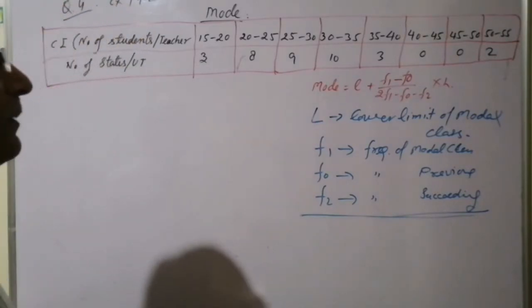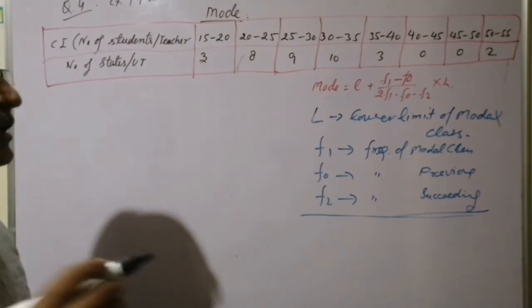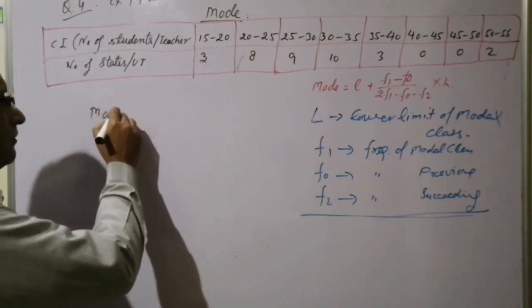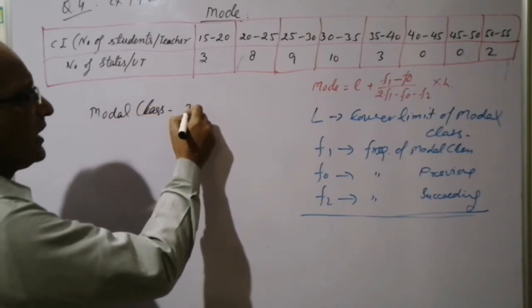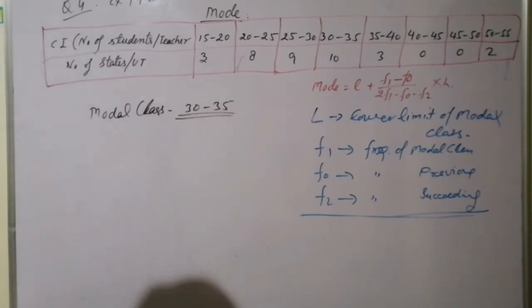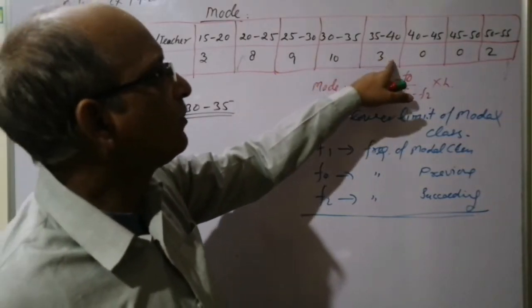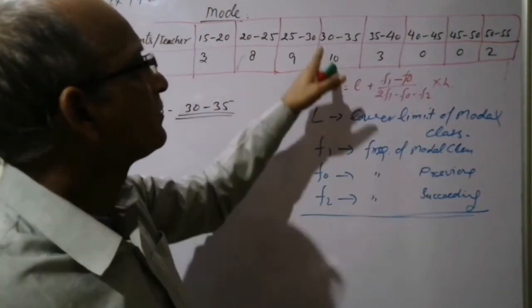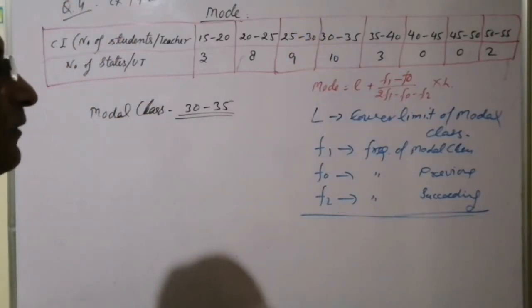Let's see. One thing is very clear, which one is the modal class. So first of all, we have to specify the modal class. Modal class is 30 to 35. When the modal class is there, different things are clear. What is L? 30. What is F1? 10. What is F0? 9. What is F2? 3. What is H? Class interval 5. So we can use the formula for it.